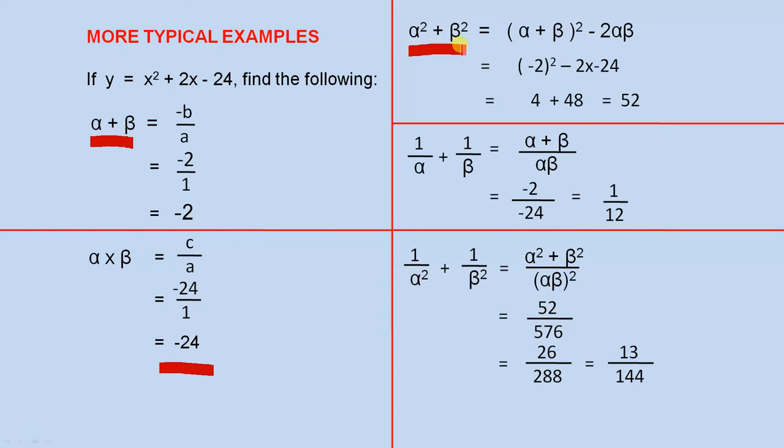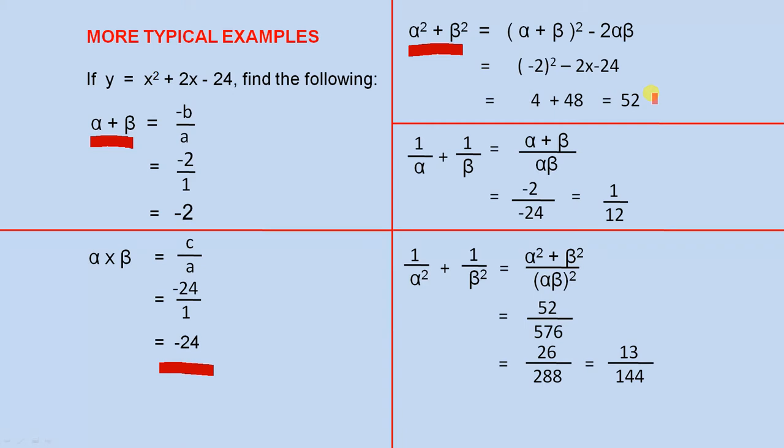To get the answer here, we know that alpha plus beta, which is the sum of the roots, is minus 2. So that's minus 2 all squared. Now minus 2 alpha beta will be minus 2 times minus 24, because the product of the roots is minus 24. When we simplify, that gives us 4 plus 48. So alpha squared plus beta squared is 52.